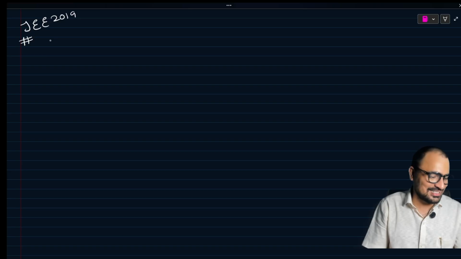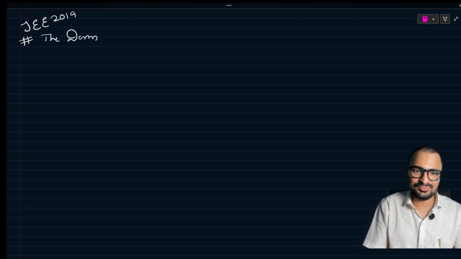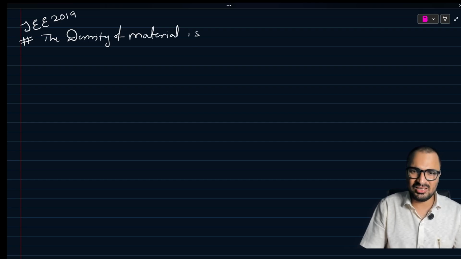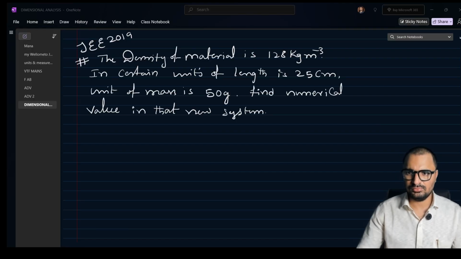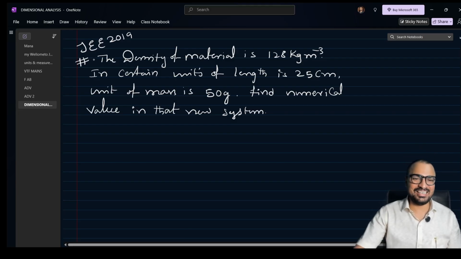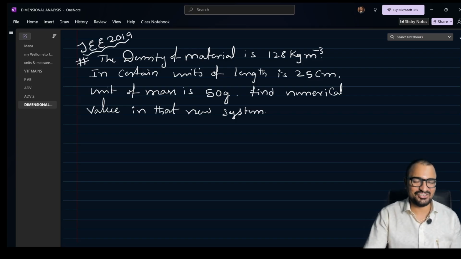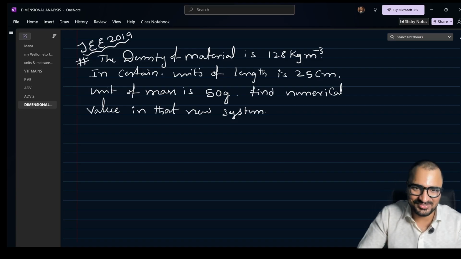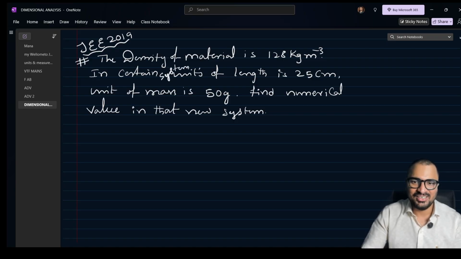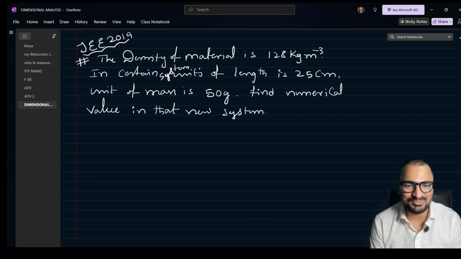Sorry, the density of the material is 128. Let's see the question which is given in JEE 2019. The density of a material is given as 128 kg per meter cube in a certain system of unit, meaning some other system of unit. The length is 25 centimeter and mass is 50 grams. Find the numerical value in that new system.